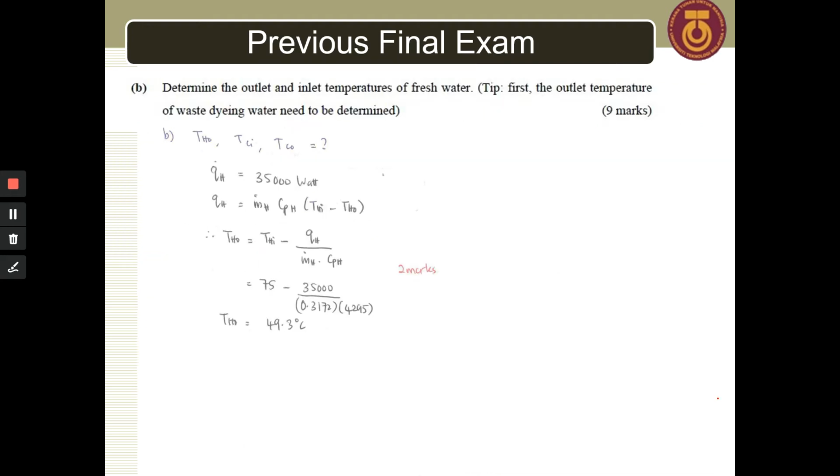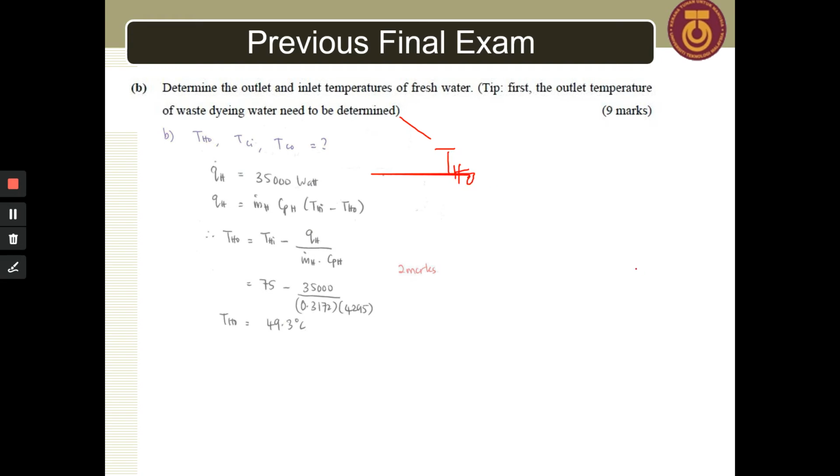Okay, next, part B. B is you need to determine the outlet and inlet temperature of fresh water. A tip is given. First, the outlet temperature of the wastewater needs to be determined. So that means you need to determine firstly the TH out.